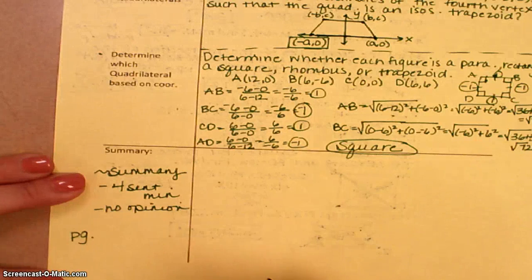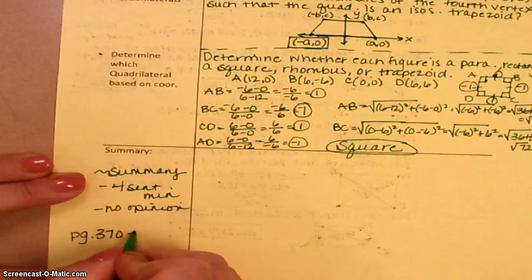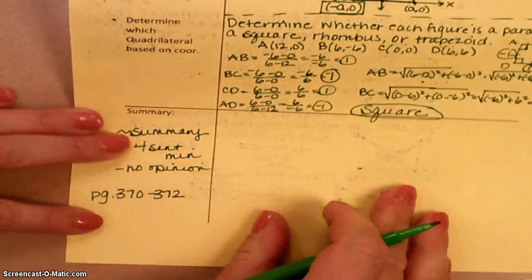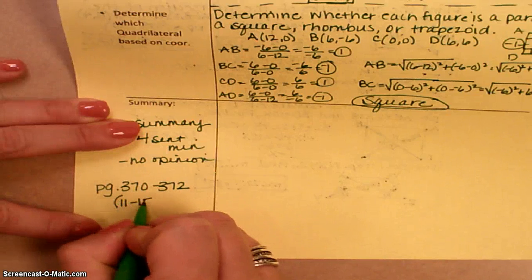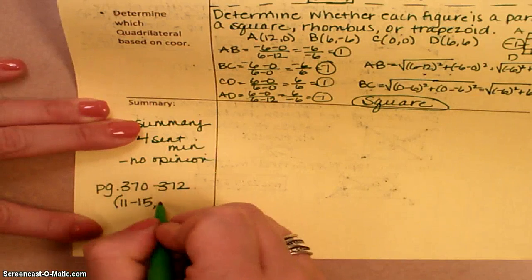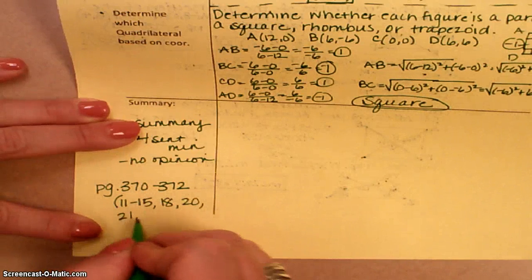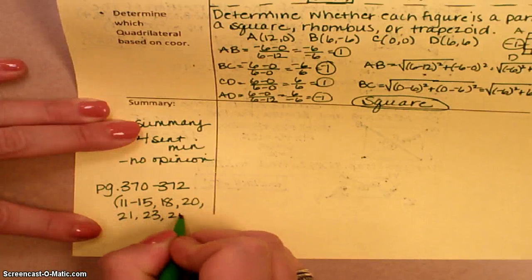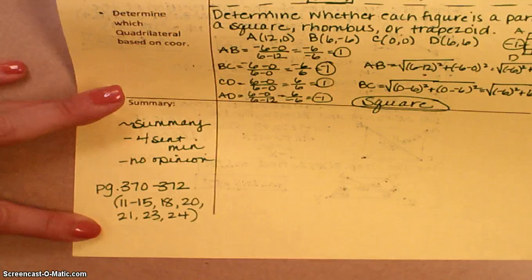Then just a few review problems for you to do. You're going to be on pages 370 to 372, and you're going to do problems 11 through 15, that's all of them, number 18, number 20, 21, 23, and 24. Okay? And that should prepare you for your test tomorrow. I'm sure you guys will all do wonderfully on your test. So make sure you have both of those items tomorrow, your summary and your review.